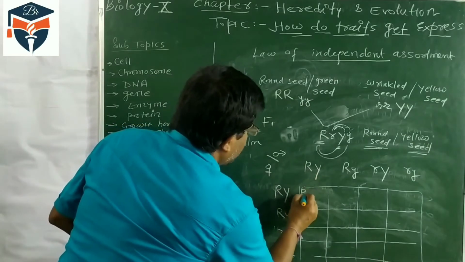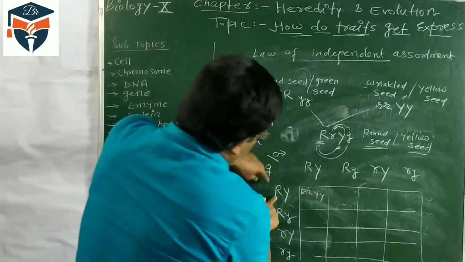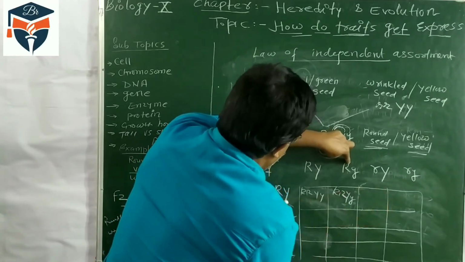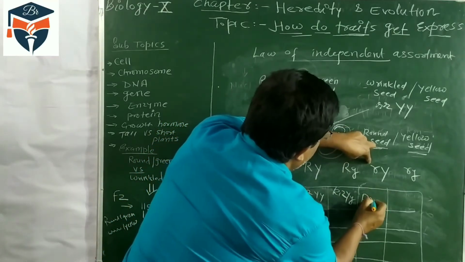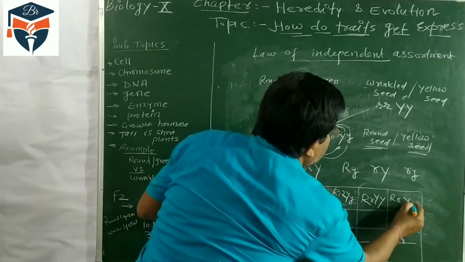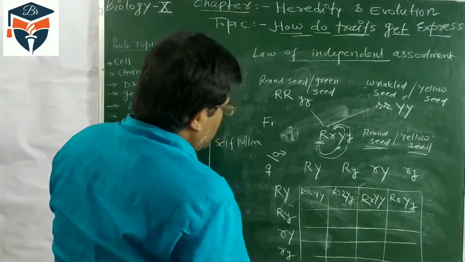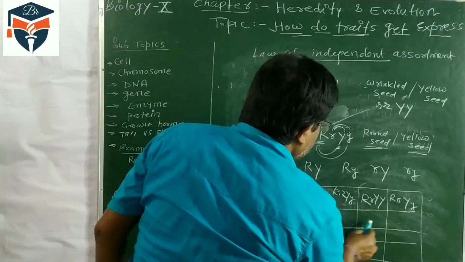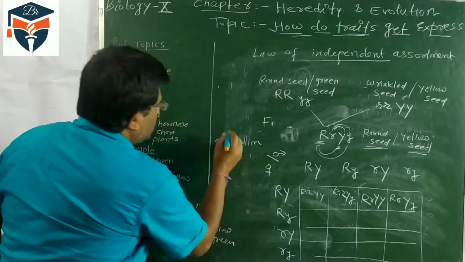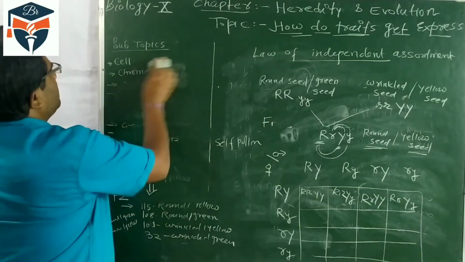Capital R, capital Y, capital Y. And at the same time here, capital R and capital R. Then capital Y, small y. Then this is also capital R, small r, capital Y, capital Y; capital R, small r, capital Y, small r. And in total, we will get the 16 progeny. So 1, 2, 3, 4, 5, 6, 7, 8, 9, 10, 11, 12, 13, 14, 15, 16. So we will get a total of 16 progeny, and these 16 progeny are depicted in this way.